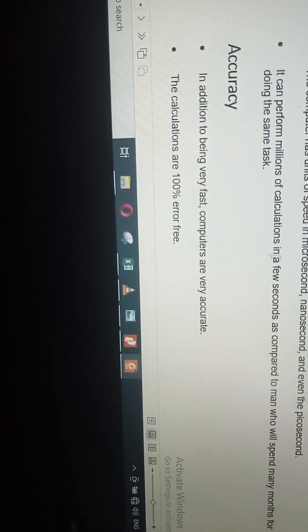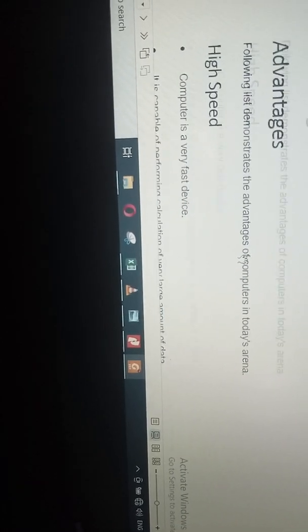So we are going to continue with the advantages of the computer. And what are the advantages of the computer?